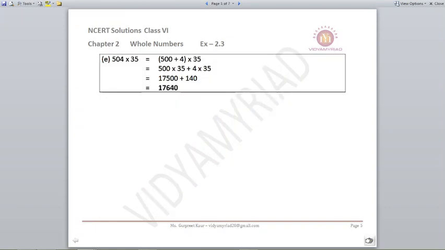E part, 504 into 35. Now here I have broken 504 into 500 plus 4, multiplied by 35, which will give you 500 into 35 plus 4 into 35. Solve it and you will get 17640. So basically children, our idea is while multiplying we can break the numbers into equal divisions such that our calculations become easier. Either the first number can be broken or the second number can be broken, wherever you think you can make your calculations easier.